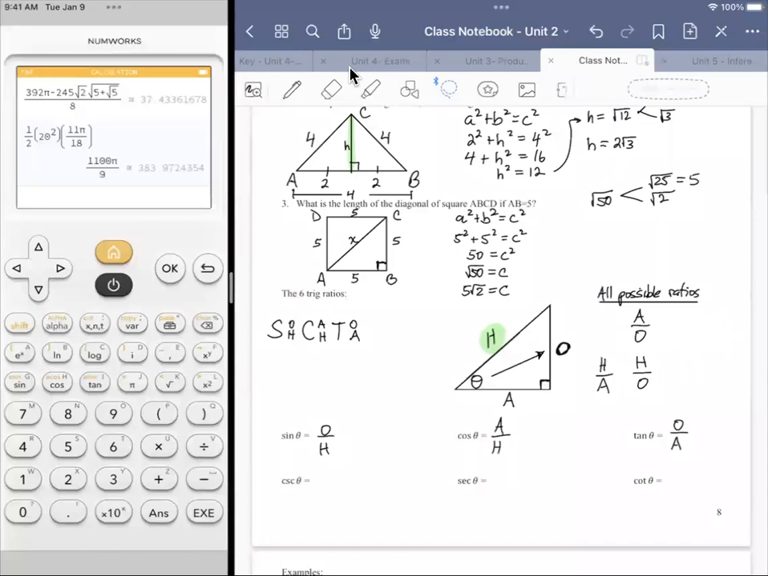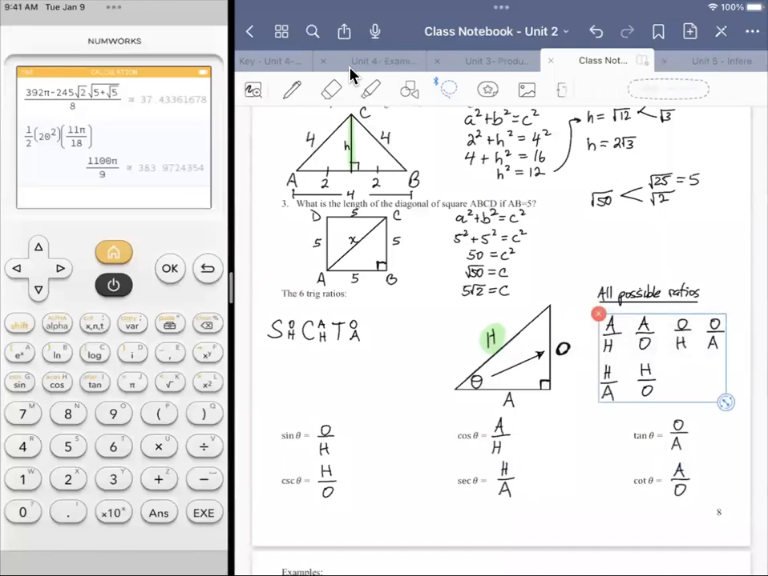Now, there are geometric relationships between these things, but for the time being, we're just going to look at them as reciprocals of the first three functions that we came up with. So cosecant would be the reciprocal of the sine, h over o. Secant would be the reciprocal of the cosine, and cotangent would be the reciprocal of the tangent.